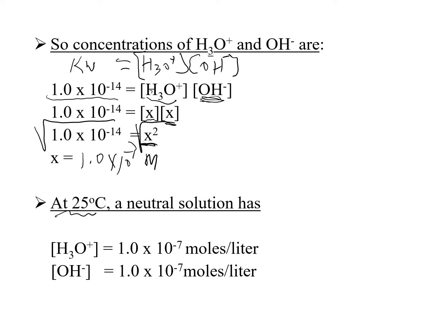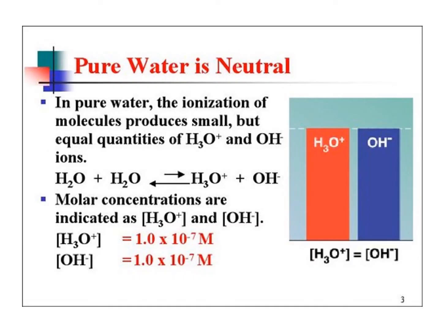So if we have a neutral solution, the concentration of hydronium ions in our solution is 1 times 10 to the negative 7th molarity, or moles per liter. The concentration of hydroxide ions is 1 times 10 to the negative 7th moles per liter for neutral solutions. This slide graphically illustrates that the concentration of hydronium ions and hydroxide ions are equal to each other. And we just figured out in our previous example that the molarity is 1 times 10 to the negative 7th for both of those because they have equal concentrations.